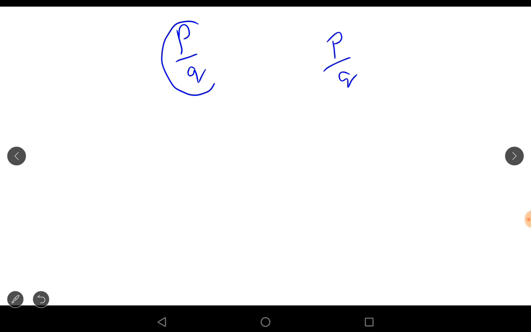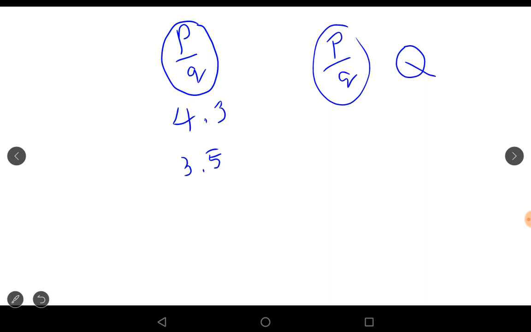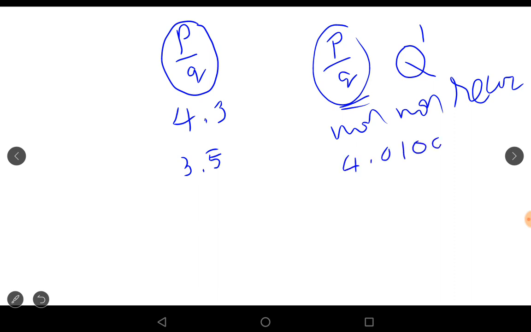An irrational number in decimal form. The decimal form of a rational number is terminating decimals or non-terminating recurring decimals, for example 4.3 or 3.5 bar. Irrational numbers cannot be expressed in the p by q form, and in decimal form they are non-terminating, non-recurring, for example 4.01001000001 and so on continuously. This type of number is called an irrational number.